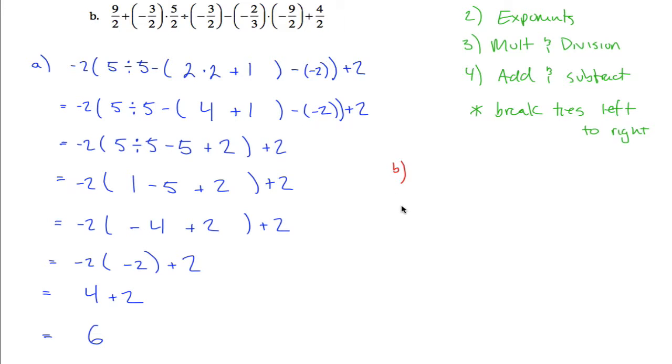Now let's take care of part B and hope we get 6 as our answer. So what I have in B is a lot of fractions. I have 9 halves, and then I have plus this negative 3 halves times 5 halves. So really, when you're adding a negative number, you're really just subtracting.